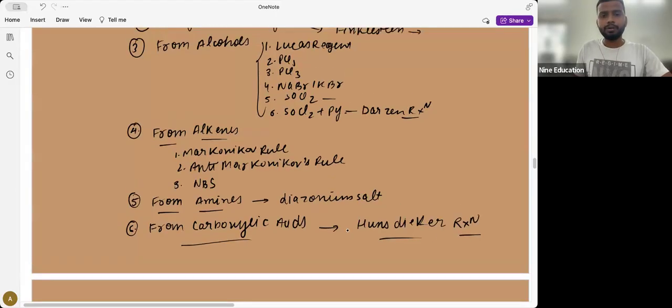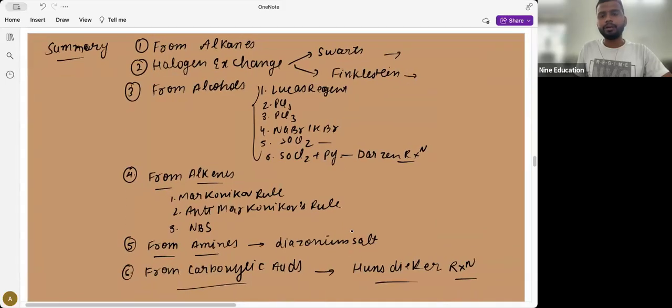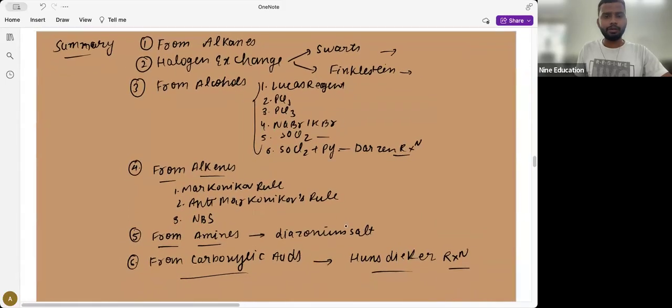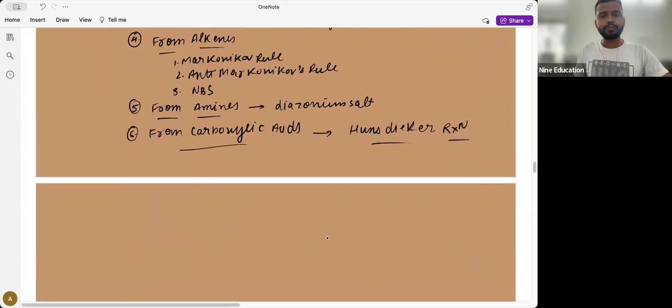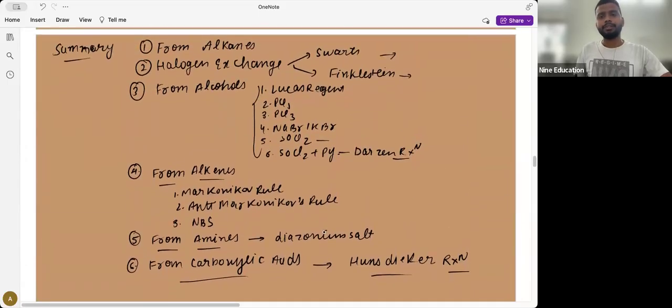So this was all about the preparation of alkyl halides. You can take a screenshot. This was all the preparation from the previous two classes. You can see this was the summary of the previous two classes which we started telling.